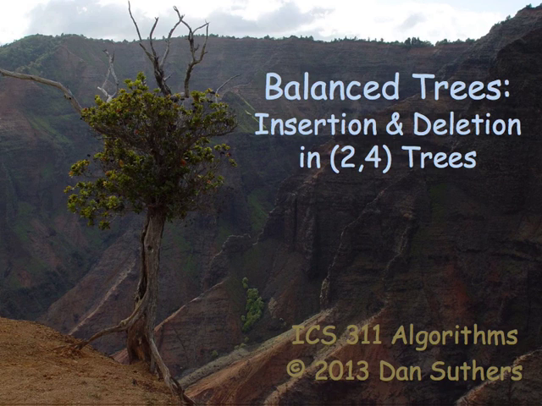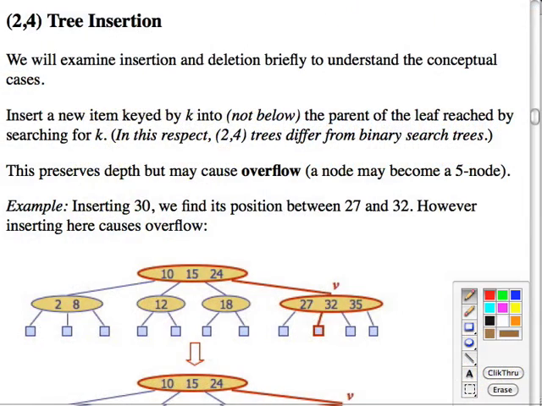So let's take a look at insertion and deletion. Insertion into a 2-4 tree is similar to that of the binary search tree in one respect. You search for its expected location, and then when you don't find it, you put it there, although here what we mean by there is a little bit different. Rather than putting it at the leaf node we expected to find it at, we put it in the parent of the leaf node reached by searching for it.